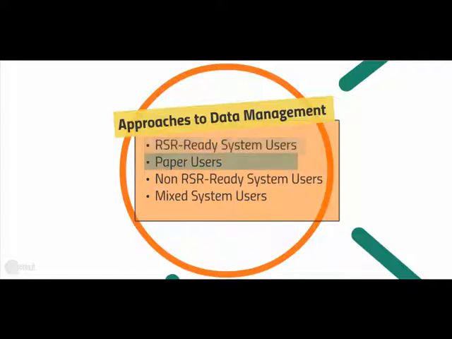In Approach 2, users collect all their data on paper charts. In Approach 3, users collect their data electronically, but in a non-RSR-ready system such as Epic or GE Centricity. In Approach 4, users collect some data in an RSR-ready system and other data in a non-RSR-ready system. For example, maybe the user collects clinical data in an EMR, such as Epic, and case management data in Careware.